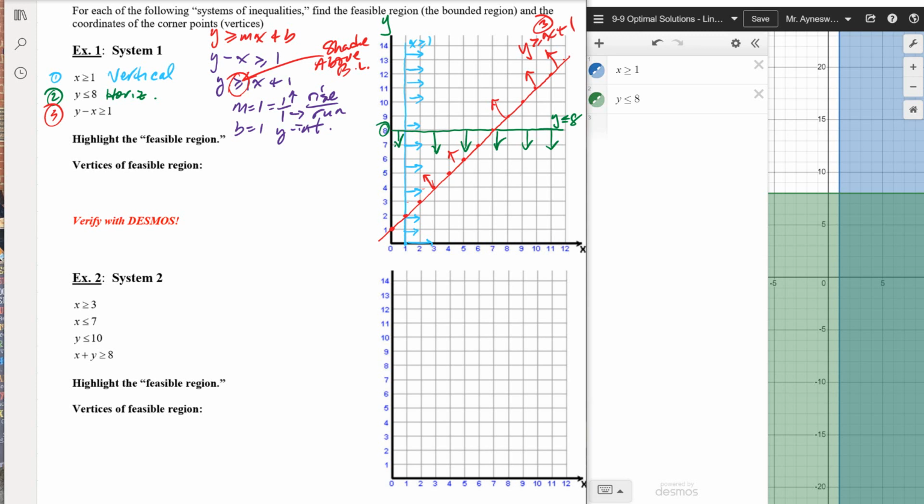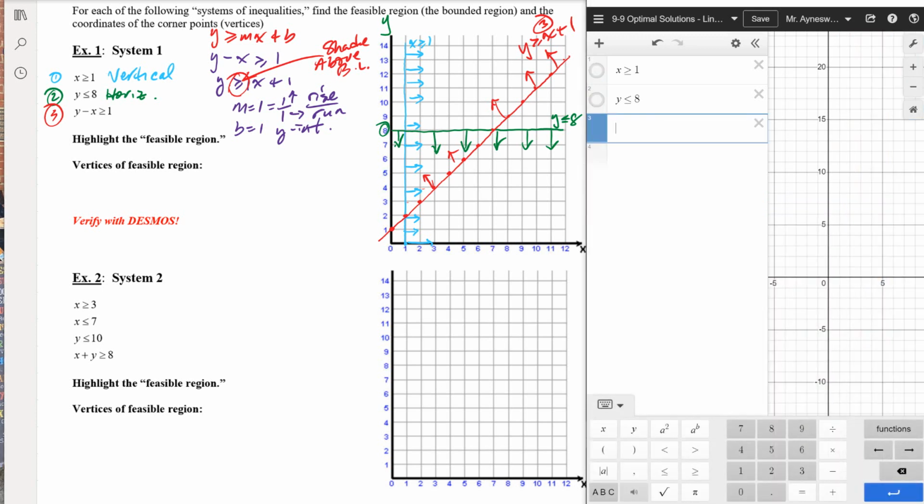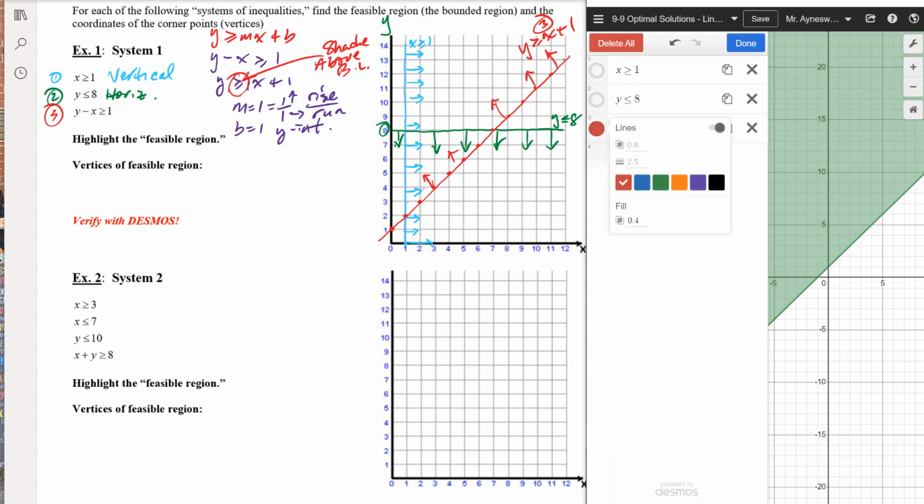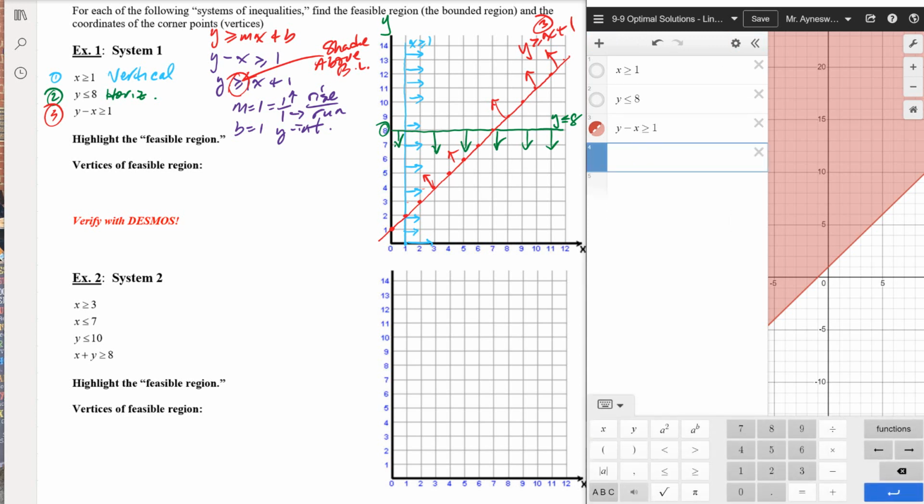Okay, so the question is where is the feasible region? Where's the bounded region? So before I do that, let's just turn off these colors and let's enter the equation in here first. You can type in y minus x greater than or equal to 1. You can type in the original inequality and notice that it's shaded up here, just like I did. Or you can type in the end result. After isolating y, you can type in y greater than or equal to x plus 1.